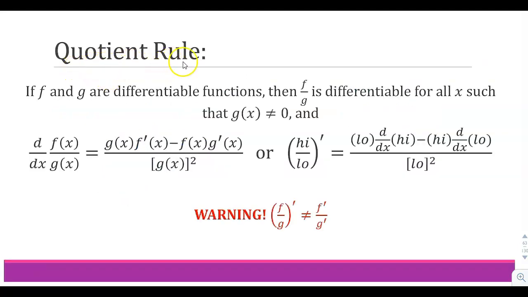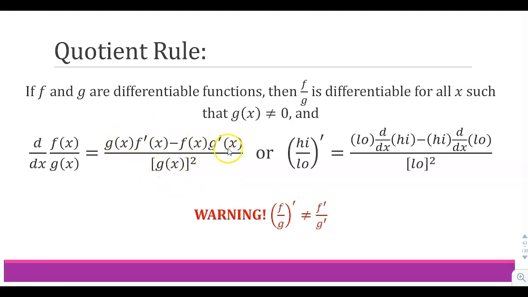And now we move on to the quotient rule. If f and g are differentiable functions, then f over g is differentiable for all x as long as g of x does not equal 0. The denominator can't be 0. And the derivative is found by using this quotient rule, which looks pretty intimidating. It says that the derivative is g of x, that's the bottom function, times f prime of x, the derivative of the top, minus f of x times g prime of x, all over g of x, the denominator, squared.